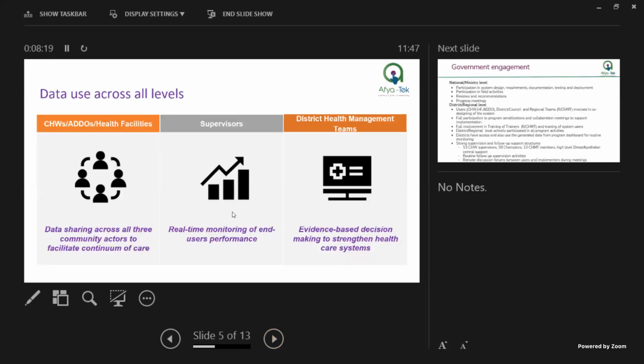Yeah, so the data use that I was talking about. For the AFETEC program, we have data used across different levels of the government, but also at the community level. As mentioned before, we have these 3 system actors: the community health workers, the drug outlets, which are called ADO, and the health facilities. These 3 entities are able to share data across their levels to understand what's going on with each other.